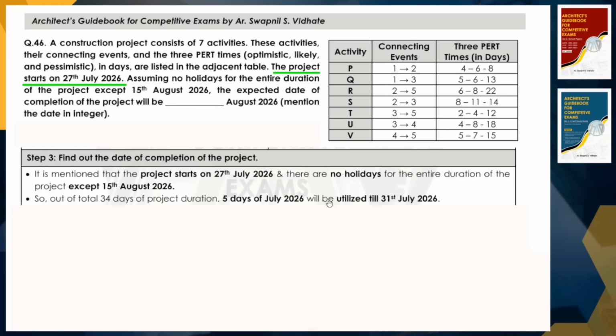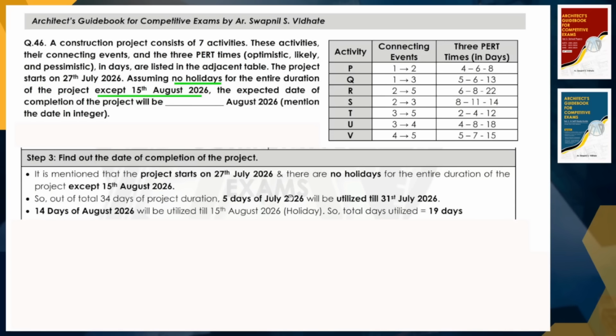So from 27th August till 31st July, there will be 5 days of July, right? So out of 34 days, we have used 5 days of July. Then the next 14 days, because there is a holiday on 15th August, the next 14 days of August will be utilized. So total days utilized till 15th August will be 19, right? 14 days of August plus 5 days of July. So till 15th August, the holiday, we have used 19 days.